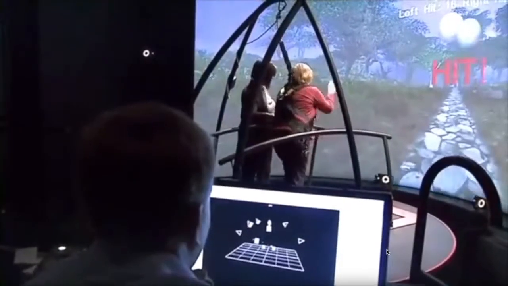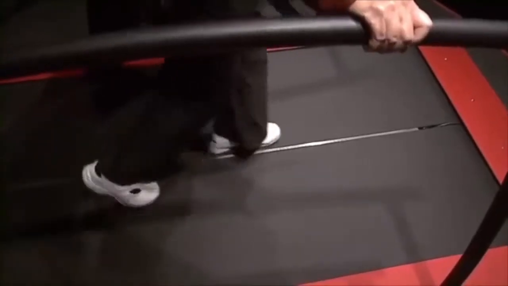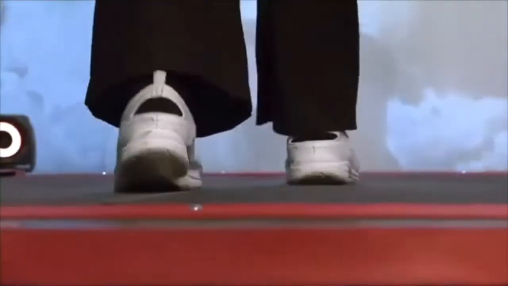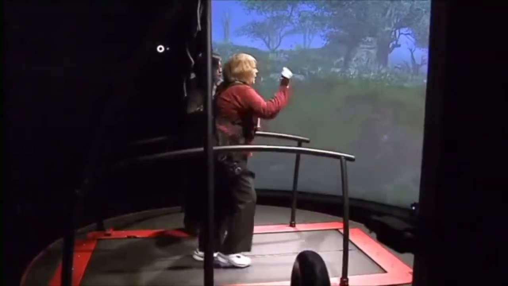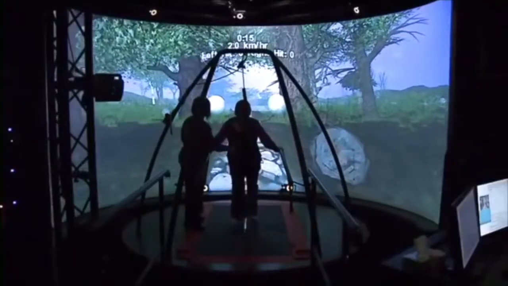The virtual reality treadmill has two belts, one for each foot, and a base that moves to mimic different surfaces. It can also react and adjust to a patient's movement, and a wraparound video screen completely immerses the patient into a real-life scenario.